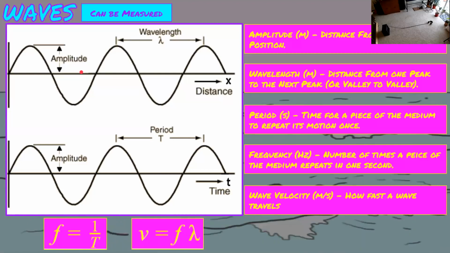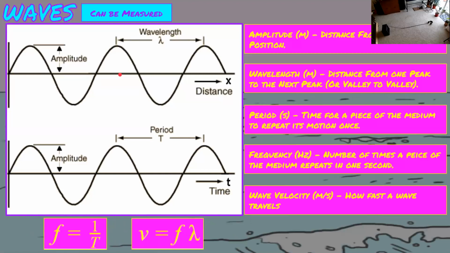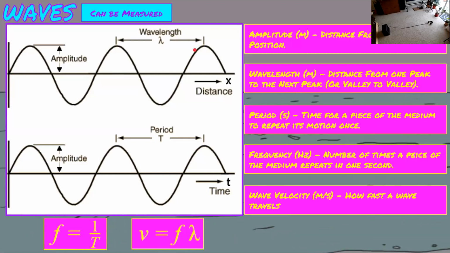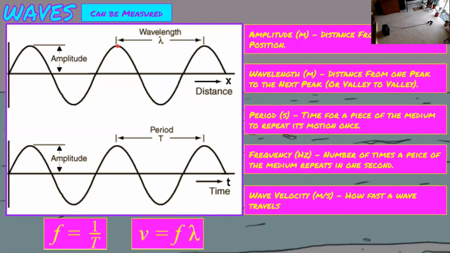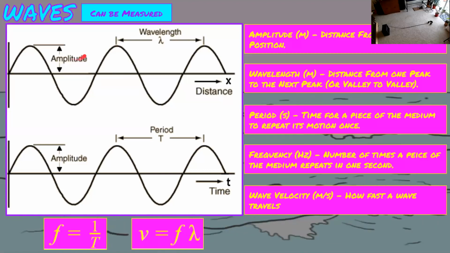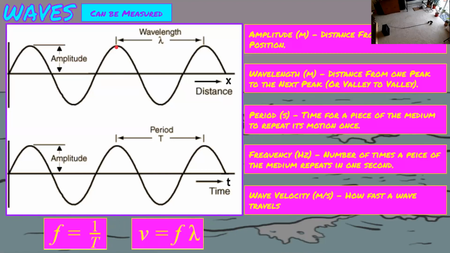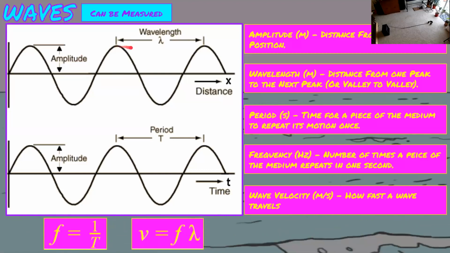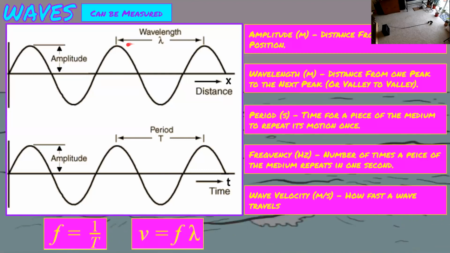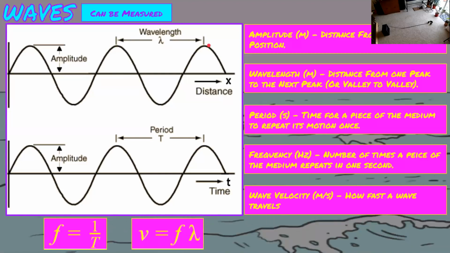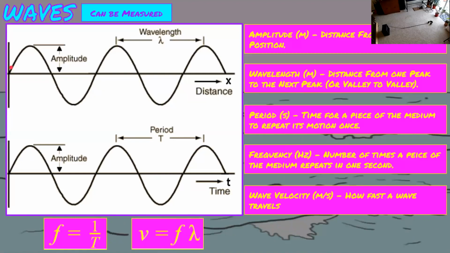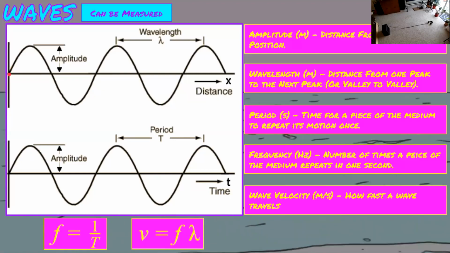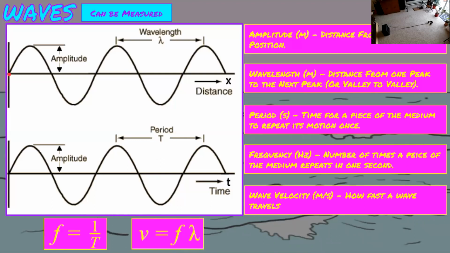The wavelength is the distance from one peak to the next, or in other words, the distance between a repeated motion. So here the string was flicked up, and here the string was flicked up, and the distance between those two peaks is the wavelength. You could also do trough to trough, or you could do where it crosses over the equilibrium line. But you have to be careful with that one.